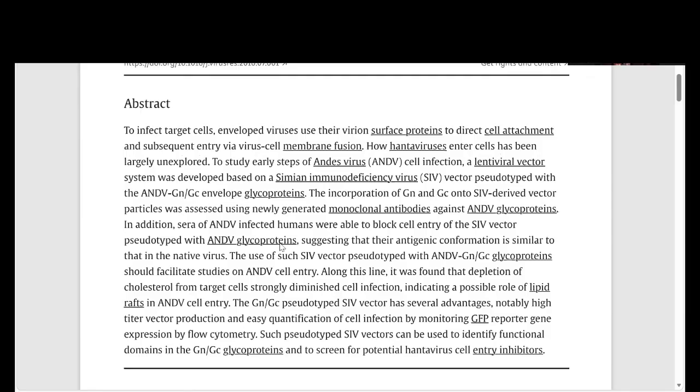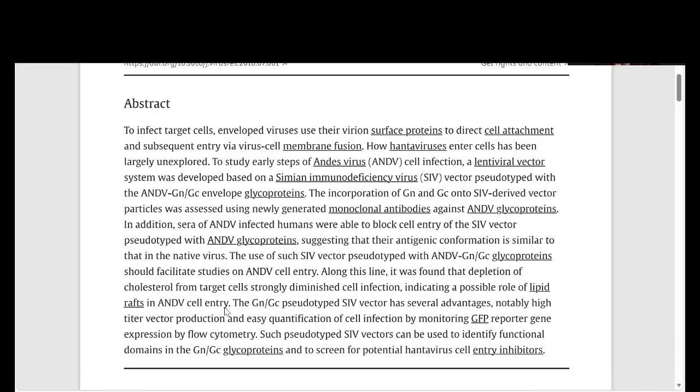Now let me continue reading here. The use of such SIV vector pseudotype with the Andes virus GNGC glycoproteins should facilitate studies on the Andes virus cell entry. Along this line, it was found that depletion of cholesterol from the target cells strongly diminished cell infection, indicating a possible role of lipid rafts in Andes virus cell entry.